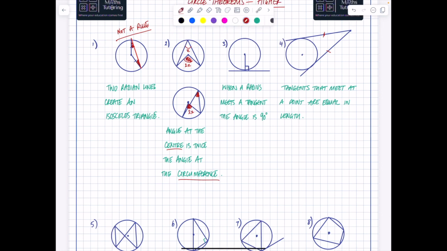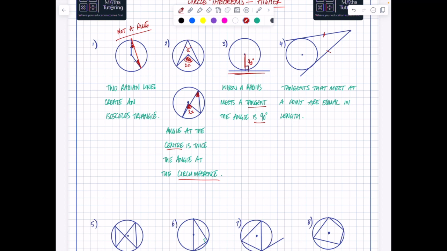Number 3 here is probably the easiest one to spot. When a radius line, this bit here being my radius line, meets a tangent, and this is my tangent line, the angle will be 90 degrees. A lot of the time, just putting that right angle on or writing 90 degrees would get you a mark in an exam. So probably the easiest one to remember: when a radius meets a tangent, the angle is 90 degrees.